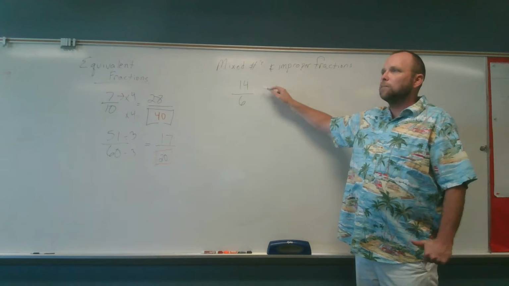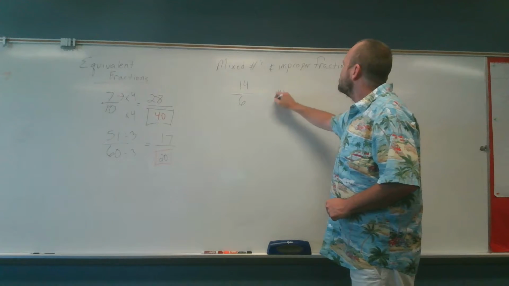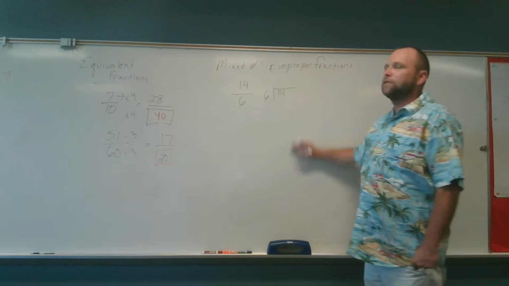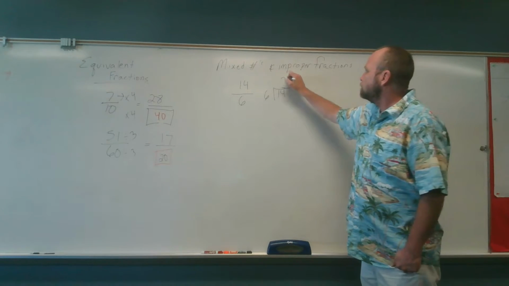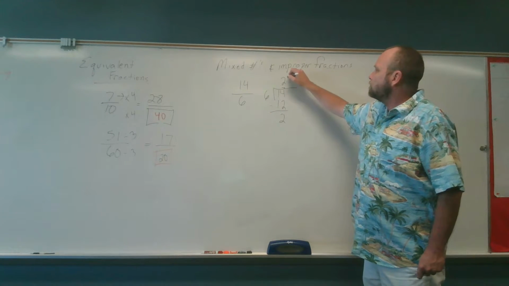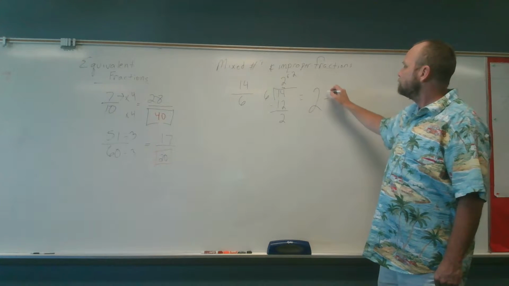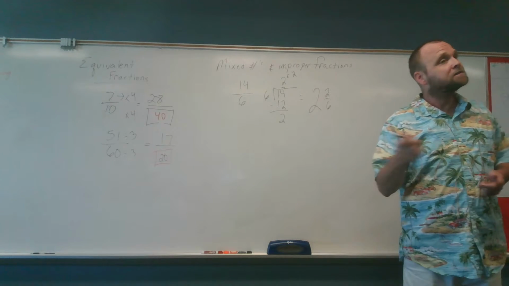So, Bea, what am I going to do? You divide 14 by 6. Does 6 go into 1? No. Does 6 go into 14? Yes. How many times does 6 go into 14? 2. And 6 times 2 is 12. I get 2 remainder 2, which equals 2 and 2/6.